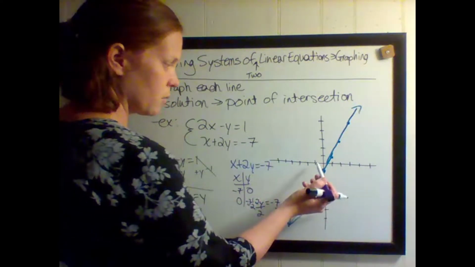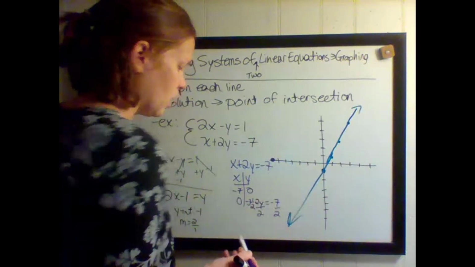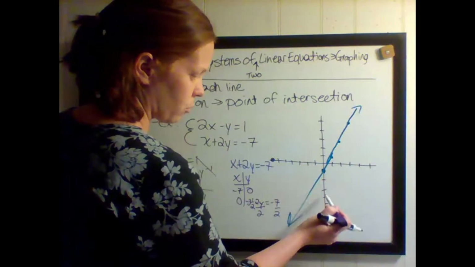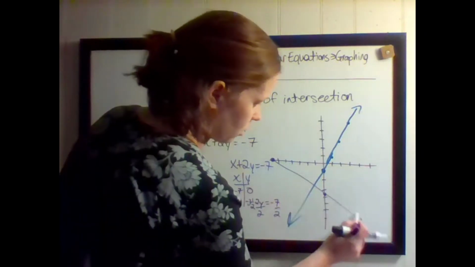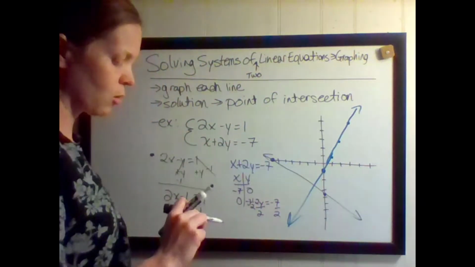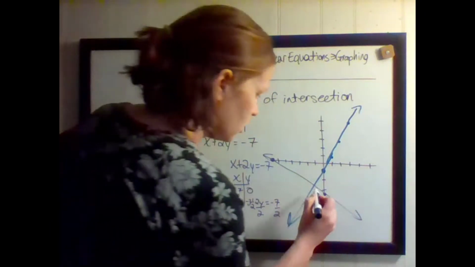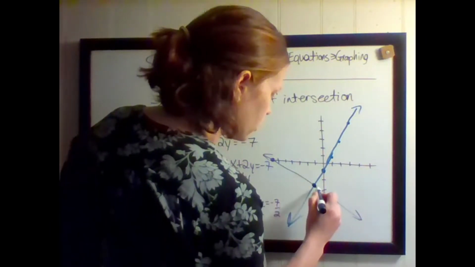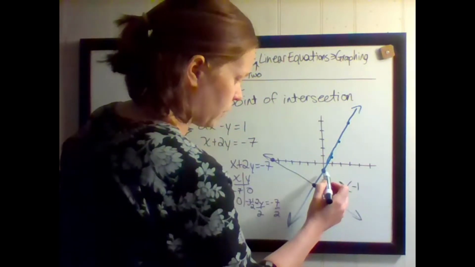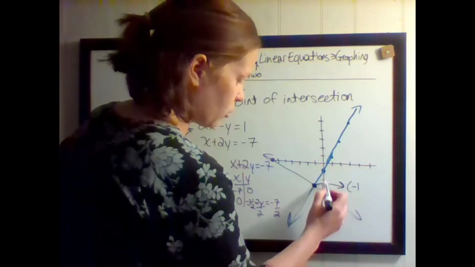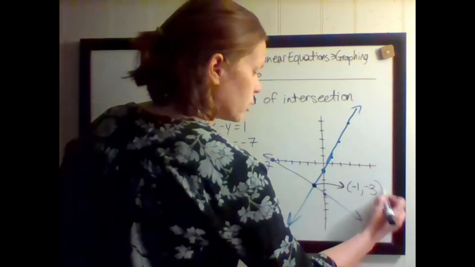So my x-intercept is negative 7: 1, 2, 3, 4, 5, 6, 7. And then negative 3.5: 1, 2, 3.5. Let's see, hopefully I can get this pretty accurate. So it looks like where they intersect is, let's see, maybe at negative 1, negative 2. It looks like it's somewhere between negative 2 and negative 3, maybe a little closer to negative 3.